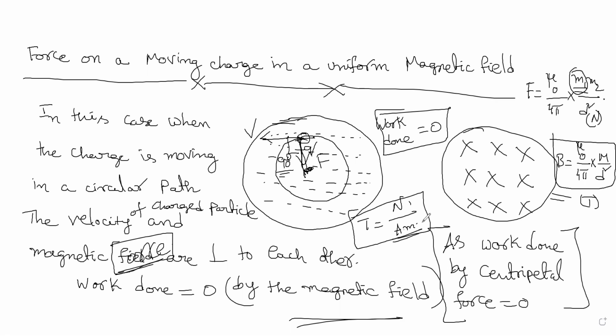1 Tesla is Newton by ampere meter. So 1 Tesla is 1 Newton ampere inverse meter inverse. That is Tesla. Then you will become familiar with the Tesla unit. You are familiar with newtons, amperes, and meters. Newton by ampere meter is Tesla. So that's what it is. Once finished, please let me know. Of course, the magnetic field is also perpendicular to the velocity. That is the next thing. We will understand that.